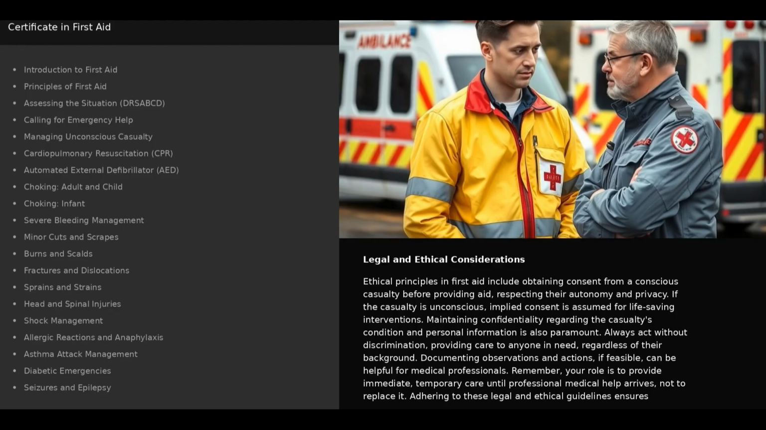Remember, your role is to provide immediate, temporary care until professional medical help arrives, not to replace it. Adhering to these legal and ethical guidelines ensures responsible and compassionate first aid.